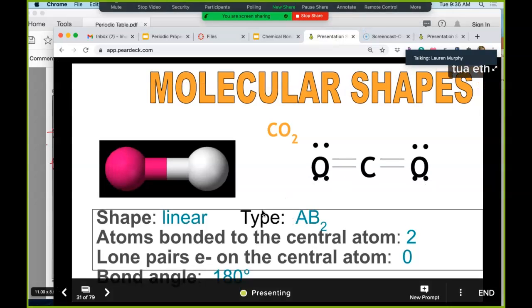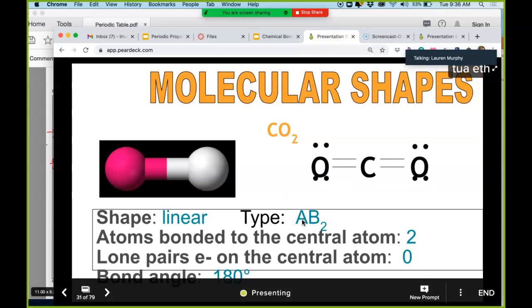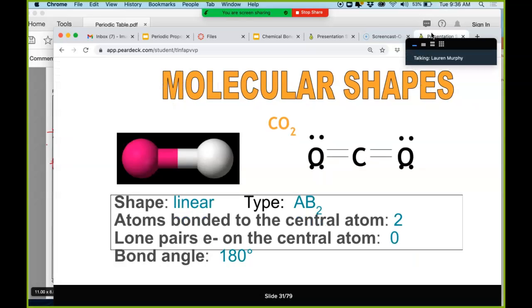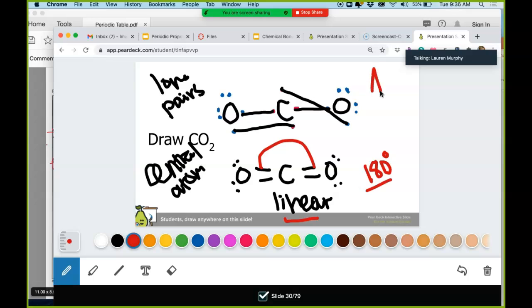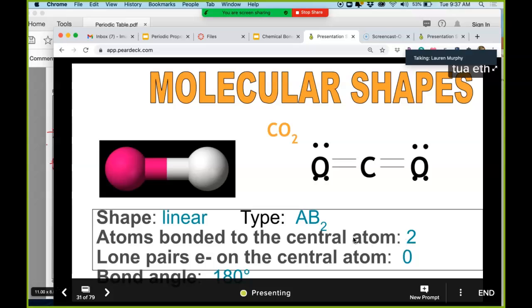Okay? Now, what they also will call this is a generic type, AB2, where A stands for the central atom, so that would be carbon. And B2 just means there are 2 things bonded to it. This is like a generic description of a molecule. All AB2 molecules will end up being determined as linear and having a bond angle of 180. So 2 atoms bonded, no lone pairs, 180. Okay?